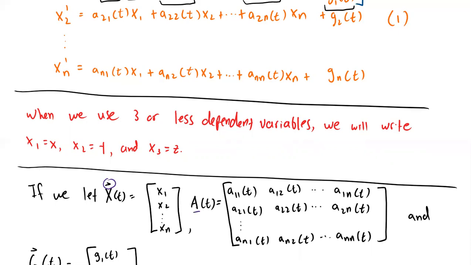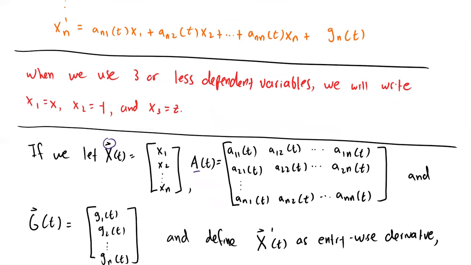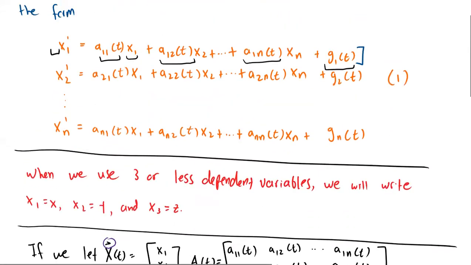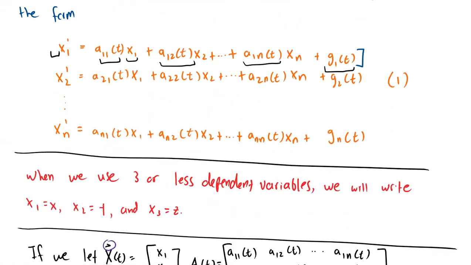Right? So a matrix is going to have more than one column. A vector is going to have only one column. So for matrices, I'm not going to write anything on top. For vectors, I'm going to write this sort of arrow shape on the top. Okay. Now, if we let x of t be equal to x1, x2, up to xn, right? It's just this matrix whose entries are the dependent variables. Right? Let A of t be the matrix whose entries are the functions of t in each equation, right?